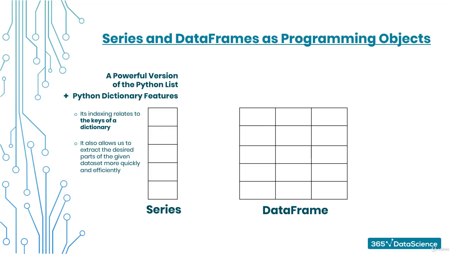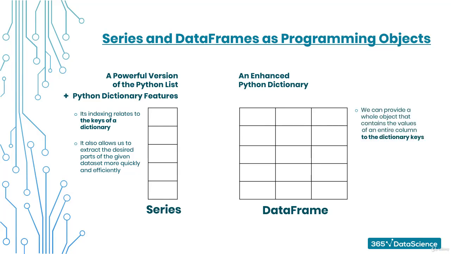Taking that into account, the data frame object is essentially an enhanced Python dictionary. Much like creating a series from a Python dictionary, we can construct a data frame. The difference is that we don't need to associate just a single value to the dictionary keys. We can provide a whole object that contains the values of an entire column. Thus, the Pandas data frame provides dictionary-like access to its elements, inherits the characteristics of the dictionary class in Python, and adds a lot more features and functionalities on top to enrich the outcome of our analyses.